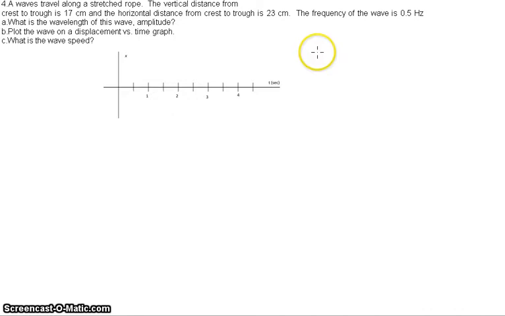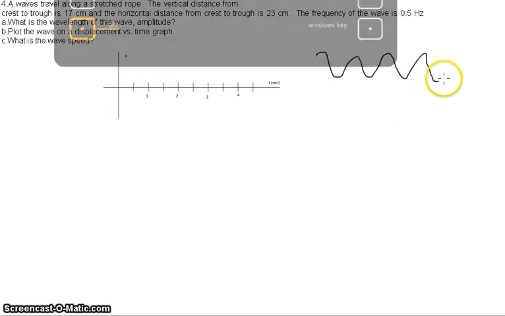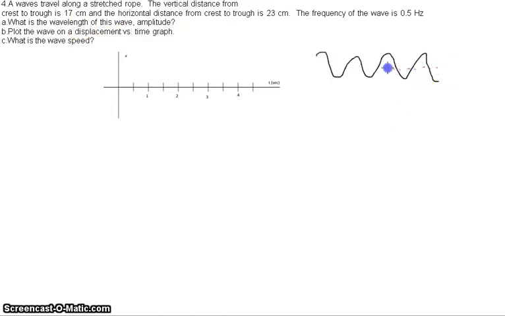Alright, so let's have a look at this. If we have a wave, albeit not a very good one, and I have my equilibrium point that goes across in red. We have two pieces of information. The crest to trough, the horizontal distance, so if I go from here to here, this is 17 centimeters. And then the crest to trough vertical distance would be here to here, 23 centimeters.